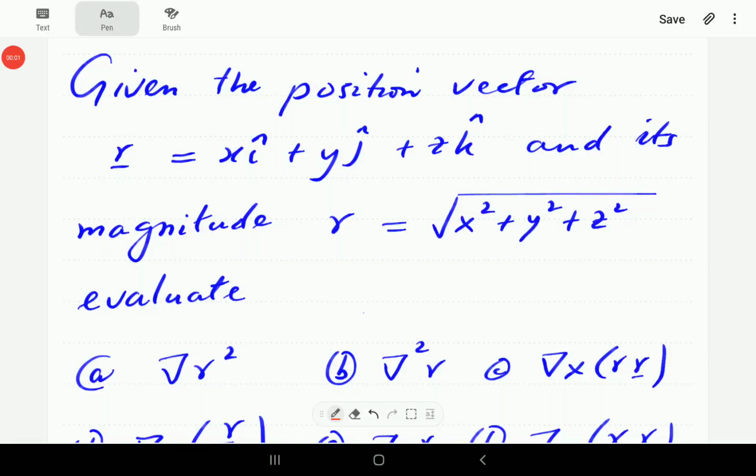Okay, in this video, I'm going to look at several examples involving the position vector xi plus yj plus zk. Of course, alternatively, we can write this in this notation. So that is the position vector xyz, and this here is its magnitude. So just the square root of x squared plus y squared plus z squared.